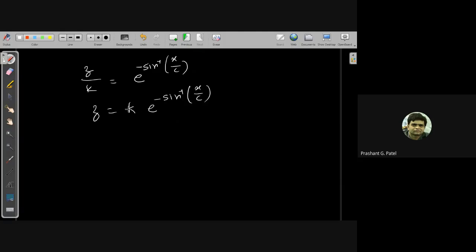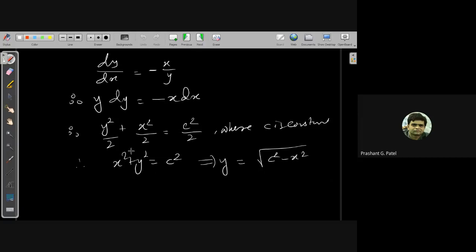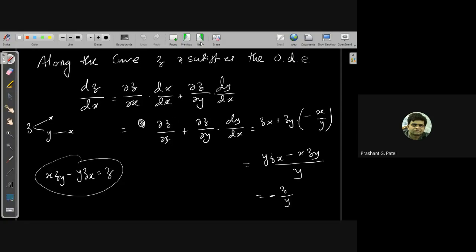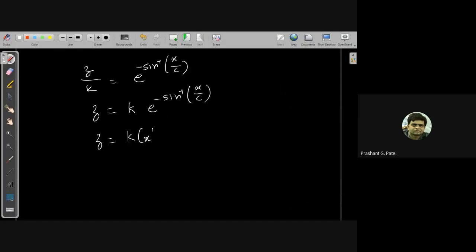And this k is a function of c. So that's why z is equal to k of, we have already got the value of c, from this it is x square plus y square. Okay, so this is a function of x square plus y square into e power minus sine inverse of x by c. Now we need to calculate what will be this function k and the value of c here. What will be this k function?